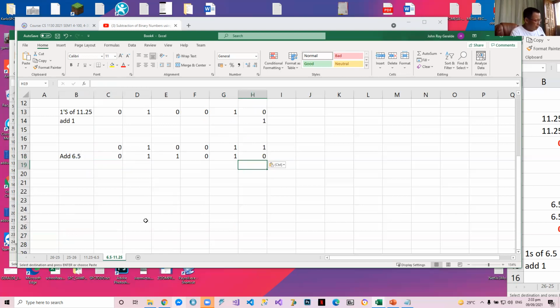1 plus 0 is 1. 1 plus 1 is a 0, carry 1. 1 plus 0 is a 1. 0 plus 1 is a 1. 1 plus 0, 1 plus 1 is a 0, carry 1. I think now we need the last carry, which is here. The last carry is a 1, which means that this is a negative number. Do you follow? Kasi wala naman, ito hindi na sila kasali. Okay? Do you follow? Do you get my point?